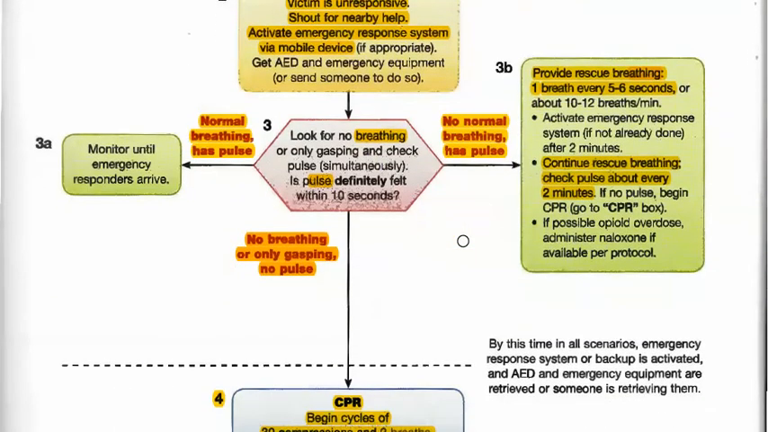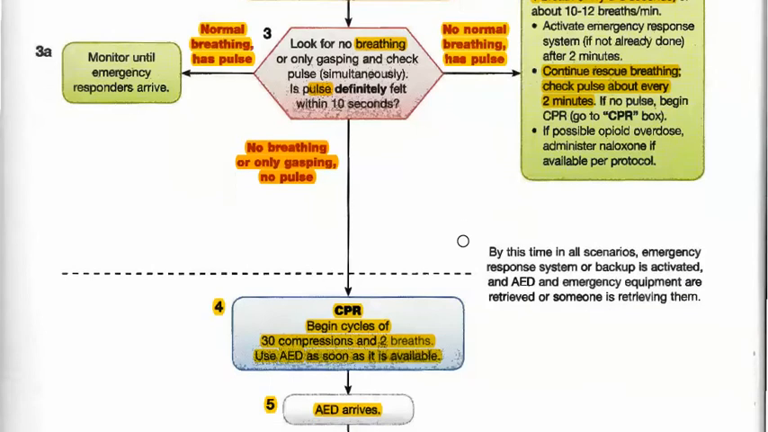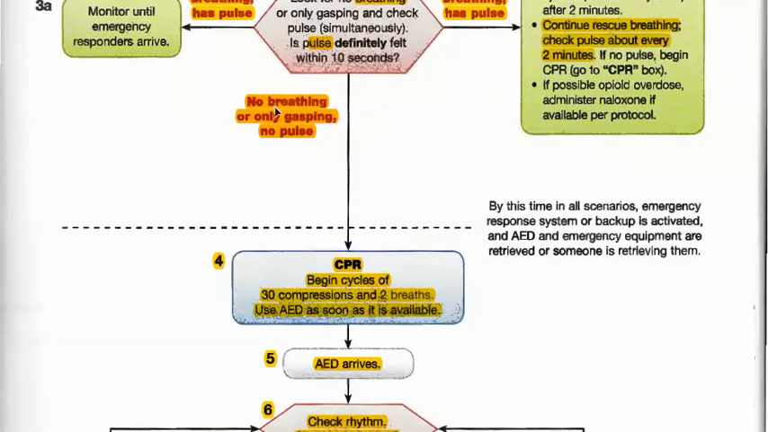Okay, let's see here. This victim has no breathing, or only gasping, and has no pulse. So he has no breathing, he only gasps, and he has no pulse. So start compressions immediately.